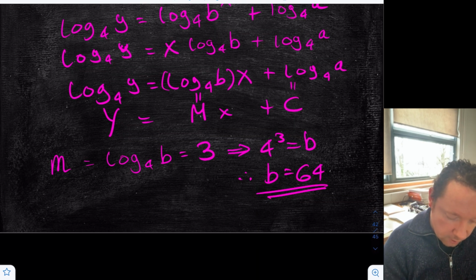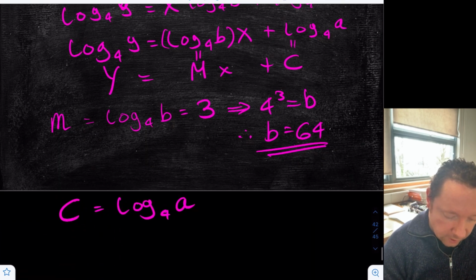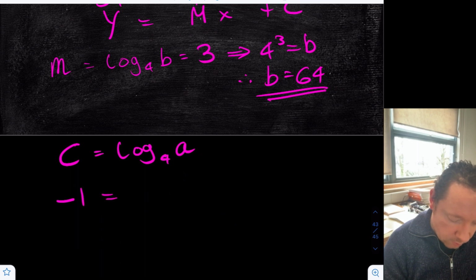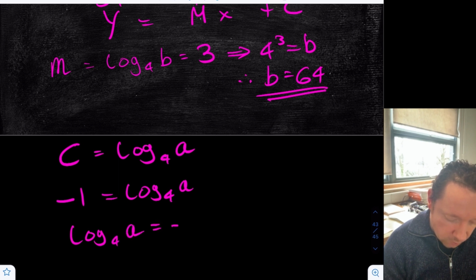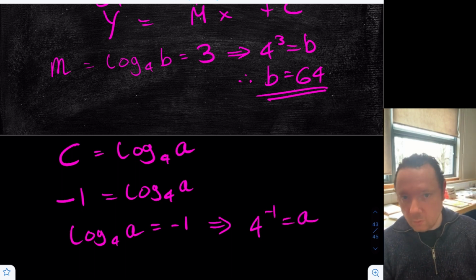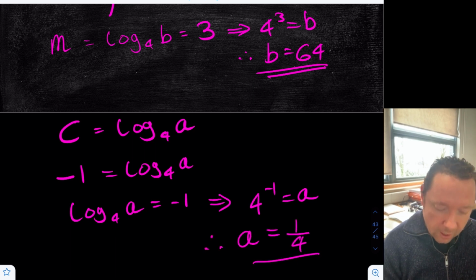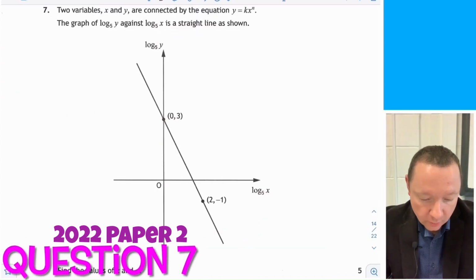From the work we've just done, our c is equal to log base 4 of a. c is where it cuts the y-axis. We know it cuts the y-axis at 0, minus 1, so c is minus 1. So we can just straight away say that minus 1 is equal to log base 4 of a, or if you prefer, log base 4 a equals minus 1. Remember, that means 4 to the power of minus 1 equals a. You can just write that straight away. 4 to the minus 1 equals a. 4 to the power of minus 1 is 1 over 4 to the power of 1. So therefore a equals 1/4.